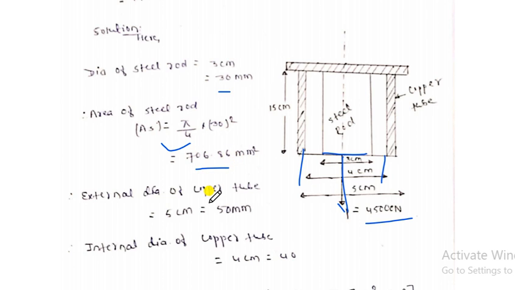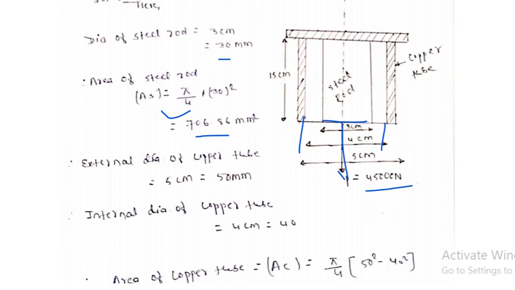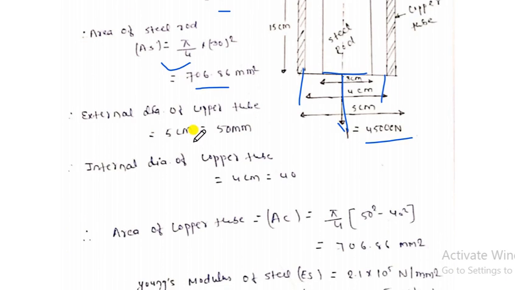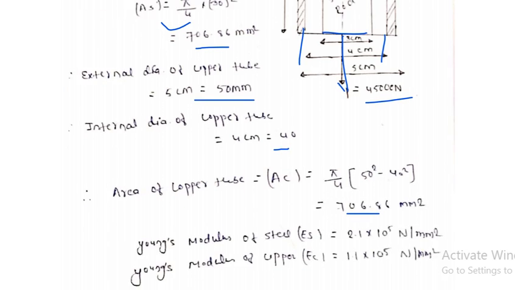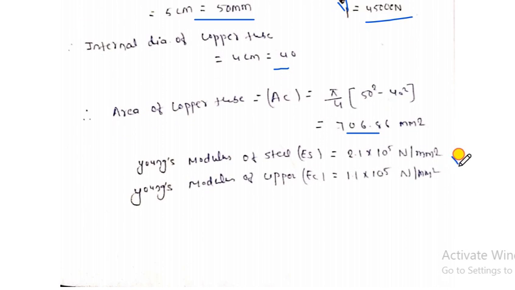Similarly, we need to calculate the area of copper. Here the external and internal diameters are given. The external diameter is 50 mm and the internal diameter is 40 mm. So the area of hollow copper is equal to pi by 4 times capital D squared minus small d squared. So it will come to this much. Now we have calculated the area.